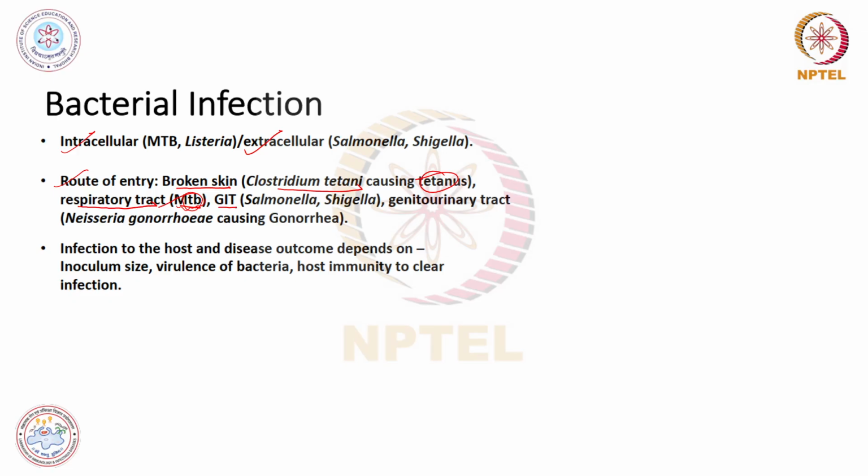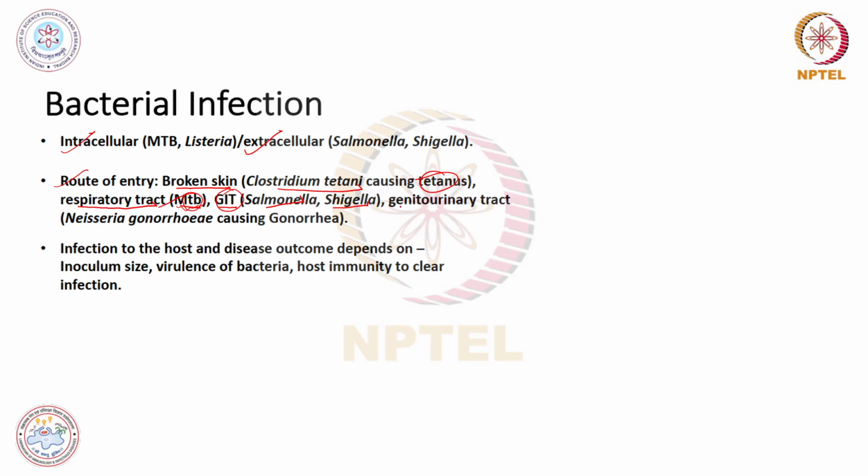The next one is GI tract mediated, like gastrointestinal tract infections. These are Salmonella and Shigella. It is advised that in the rainy season you should not eat outside liquid foods like pani puri and juices, because these can contain Salmonella and Shigella. These are waterborne diseases, transferred via contaminated water, and they can infect your gastrointestinal tract. After that you will have vomiting, diarrhea, and those kinds of things.